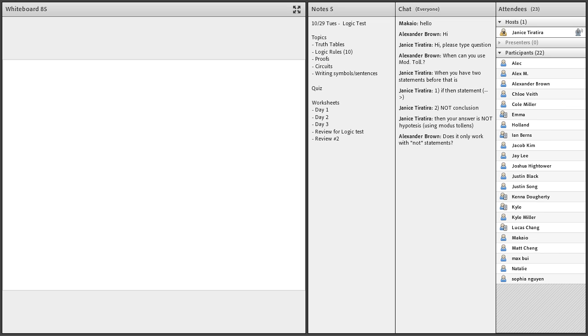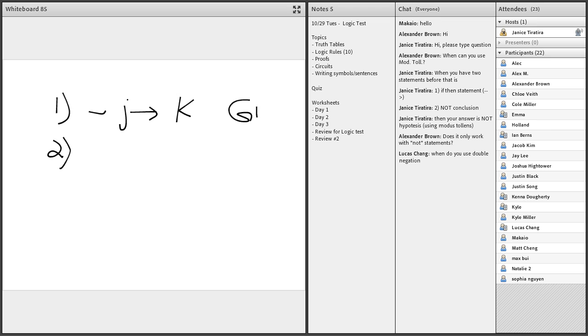I have a question from Alexander, and he asked when can you use modus tollens? I will show you that even when you don't have a not, you can still use it. Let's say you have statement 1, which is given, just a quick demonstration. Let's say you have: if not J, then K.